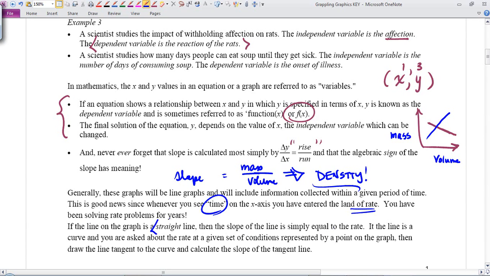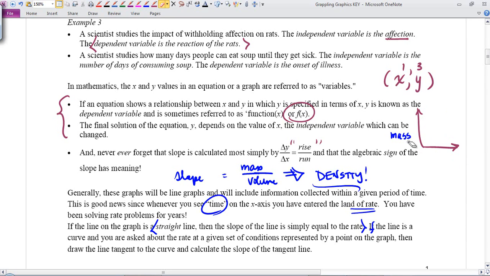So if it's a straight line, then it's got a constant slope, and that means that the slope is the rate. A real quick calculation to be able to determine that from a graph. If the line is a curve, then you're asked about rate at a given set of conditions represented by a point on the graph. Now you have a new technique.